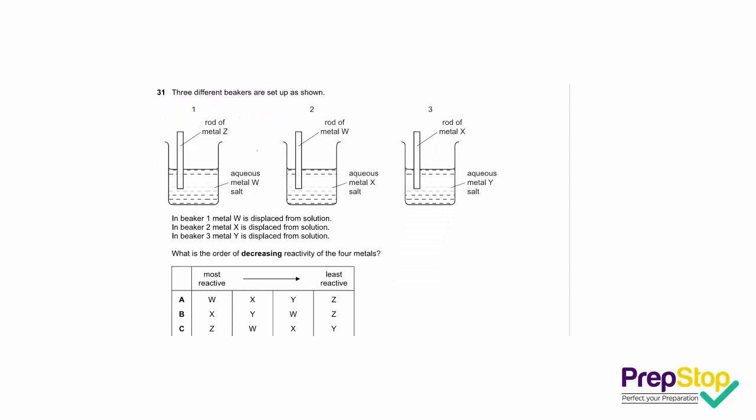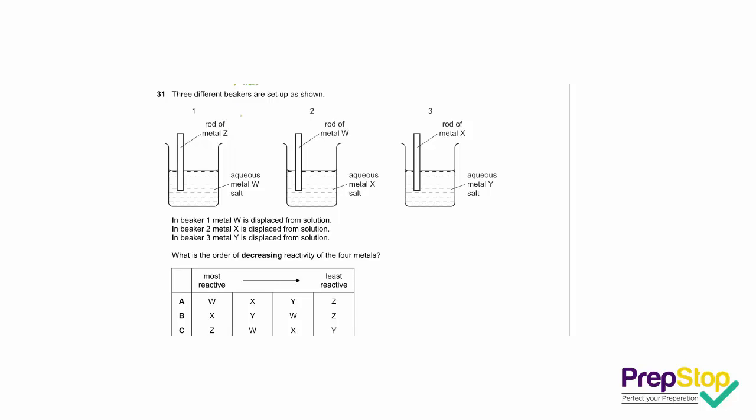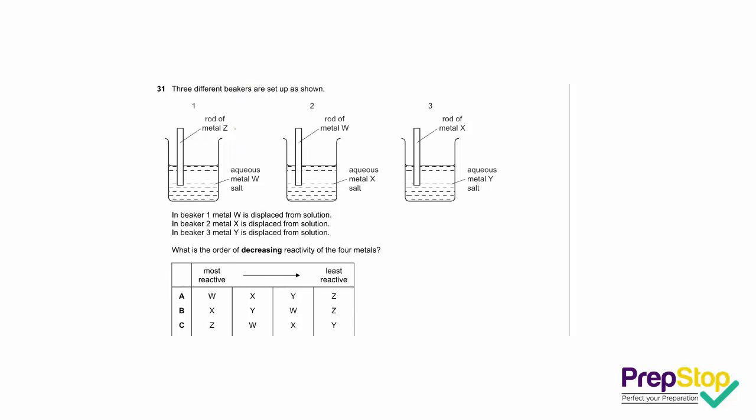Question number 33. 3 different beakers are set up as shown. So we have beaker 1 in which there is a rod of metal Z and aqueous metal W salt. In beaker 2 we have a rod of metal W and aqueous metal X salt, and in beaker 3 we have a rod of metal X and an aqueous solution of metal Y salt.